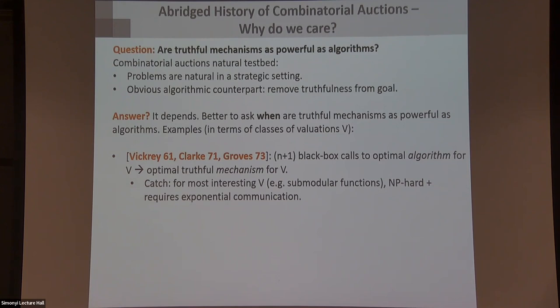For example, if I have a value for each item and my value for a set of items is I just find my favorite item in the set, that's called unit demand. This is gross substitutes. If you think about the optimization problem, that turns into max weight matching, so you can do that in poly time. If I just have a value for every item, and whenever you give me a set of items, I sum my value for every item in the set, that's called additive or linear. The optimization problem is even simpler, and you can do that in poly time.